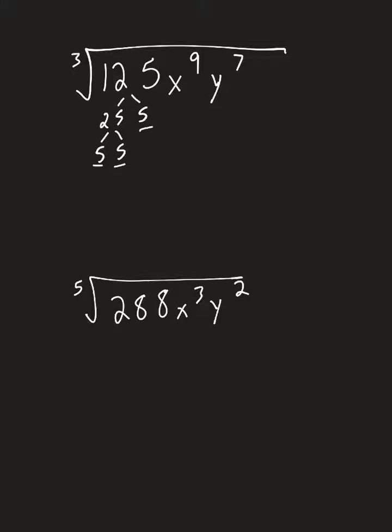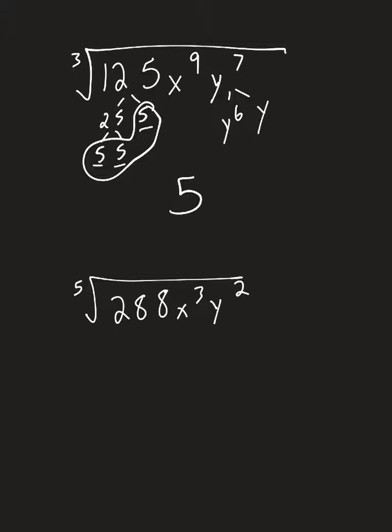For variables, I want the exponent to be something that's divisible by 3. So 9 is already divisible by 3, so we're going to leave that. This y to the 7th, I'm going to break that up into y to the 6th, and then a leftover y. So I've got a group of 3 5s, so I'll bring a 5 outside.